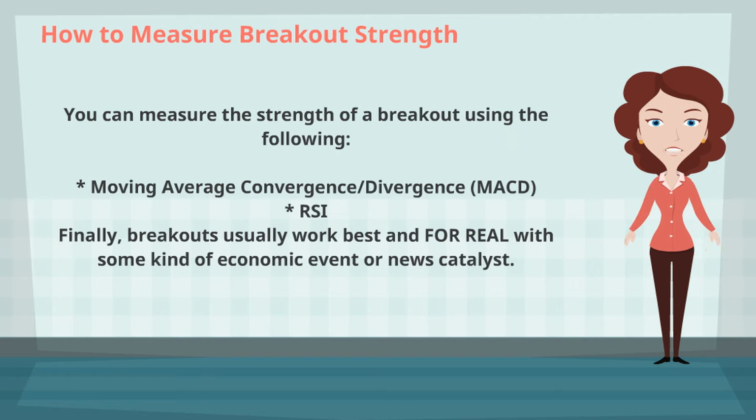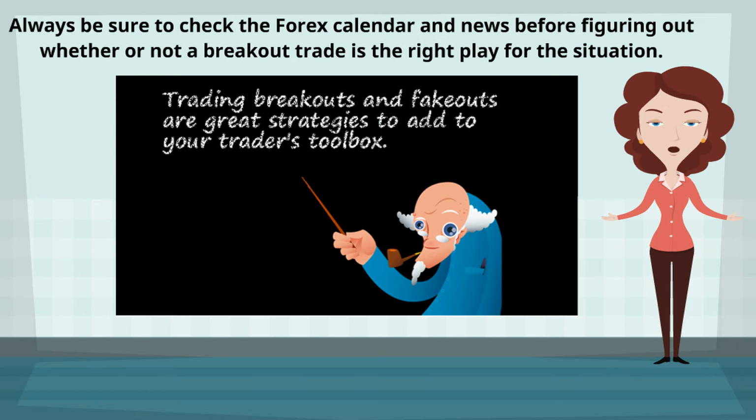How to measure breakout strength. You can measure the strength of a breakout using the following: moving average convergence/divergence, MACD, RSI. Finally, breakouts usually work best and for real with some kind of economic event or news catalyst. Always be sure to check the Forex calendar and news before figuring out whether or not a breakout trade is the right play for the situation. Trading breakouts and fakeouts are great strategies to add to your trader's toolbox.